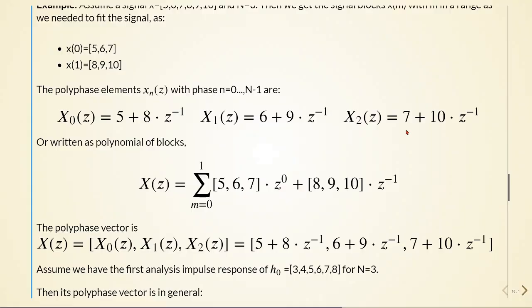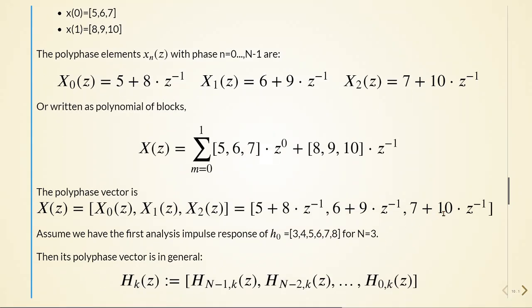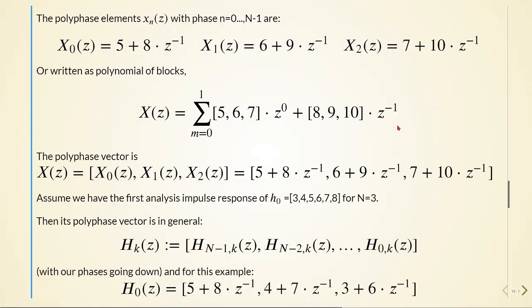And the polyphase vector of z has all these components, so we have x0, x1, and x2, and it's just replacing here. This is the polyphase vector x of z. So now let's assume we have the first analysis impulse response, h0, which is 3, 4, 5, 6, 7, 8, and if we continue using n equals 3, then its polyphase vector in general will be given in this format here.